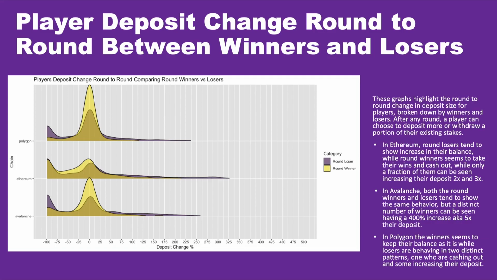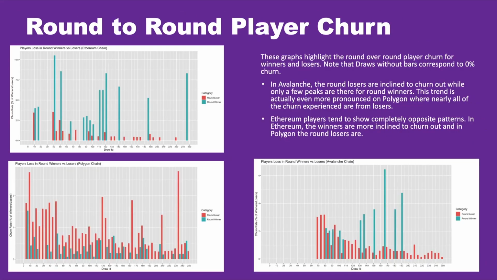Whereas in Avalanche, the winners and losers tend to show the same behavior, and in Polygon, it seems more like the winners keep their balance, where they might try again for another round. So again, there are different interpretations of these graphs, but it's interesting that when you look at it by chain, there truly is a perceived and pretty obvious difference in the behavior.